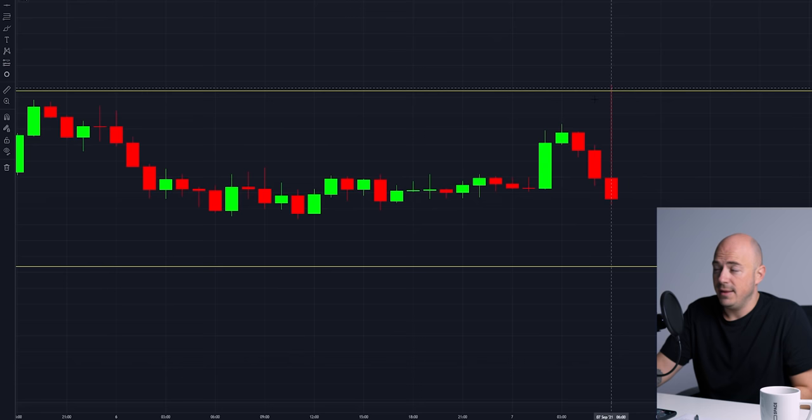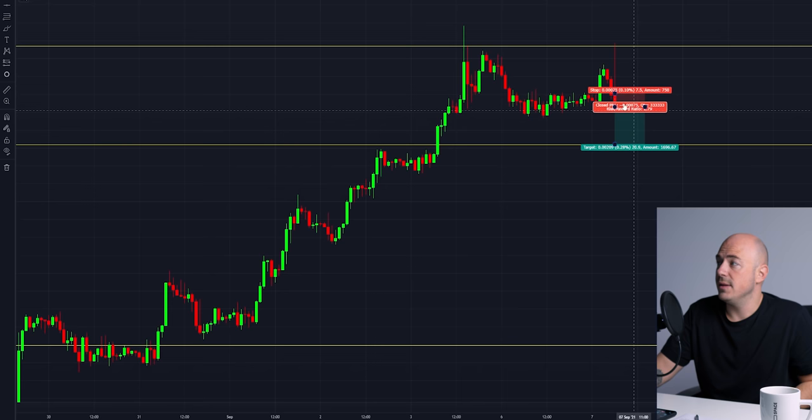This, my friends, is a long wick candle. Hitting that level, showing a massive rejection off of that zone. That right there is your entry at the close of that candle for a short position, targeting the next zone. That's a 20 pip trade on Australian dollar, US dollar.